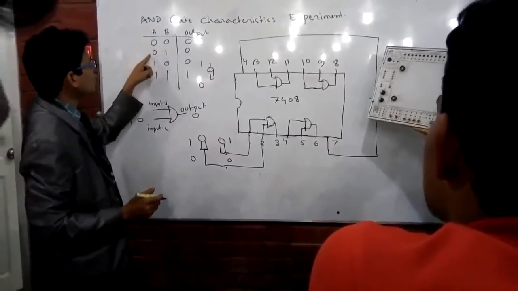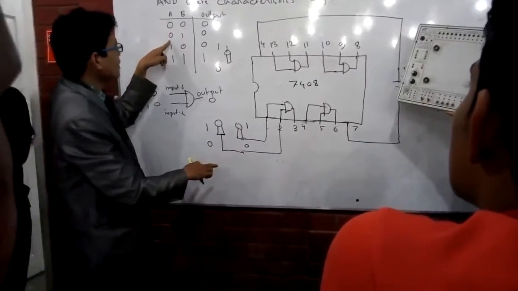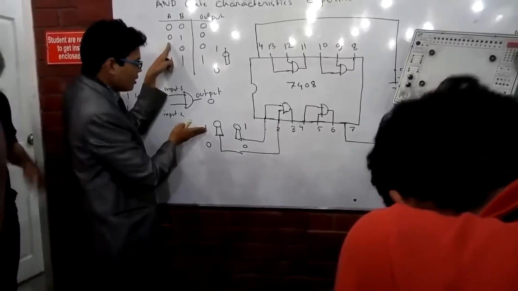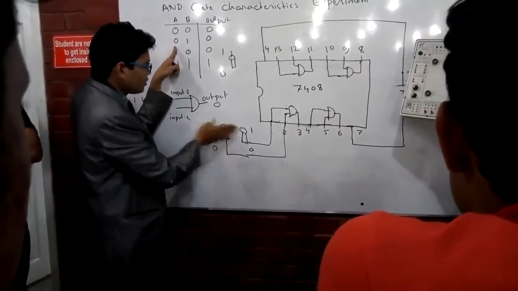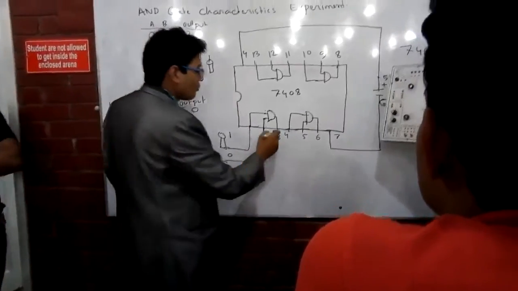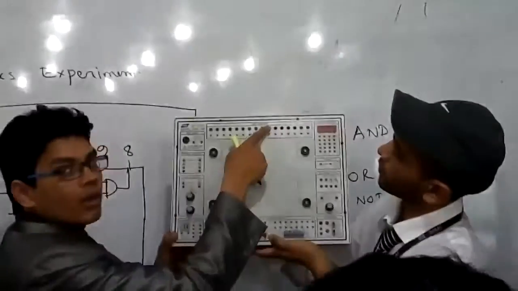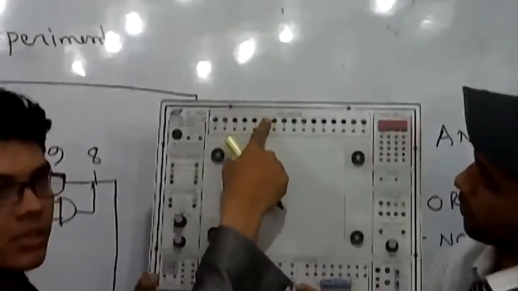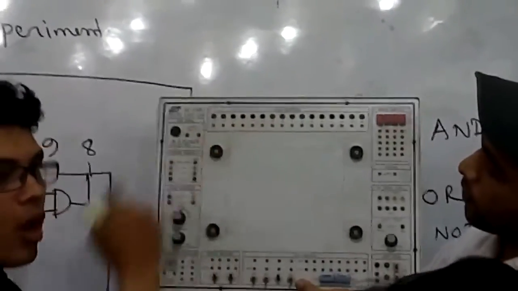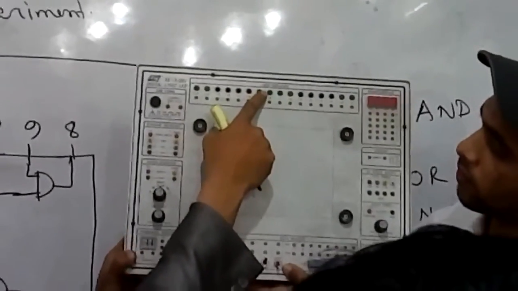For 0, 0, both logic switches will be pushed down. For 0, 1, this one will be pushed down and this one pushed up. You really understand, right? Now, the output. To verify the output, we have different LED lights. If there is 1 at the output, the LED light will be switched on. It will make light.